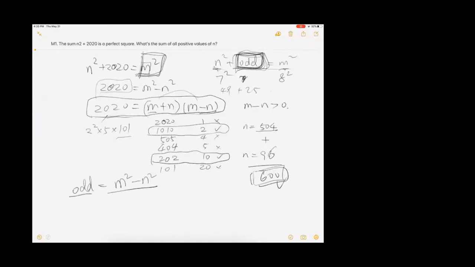Are 49 and 64 15 apart and not 25 apart? Oh, yeah, 15, you're right. 49 plus 15 is 64. Correct. Wait, so the odd number occurs when m squared and n squared are next to each other on the perfect square list? Yes, in this case, yes. 8 and 7 are one apart, so you can come up with this odd number.